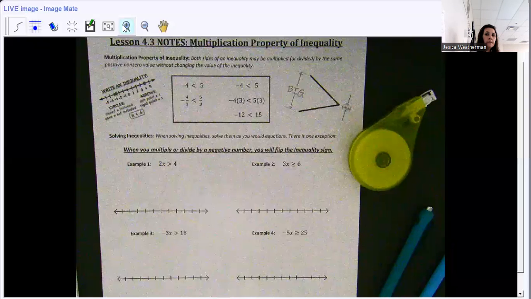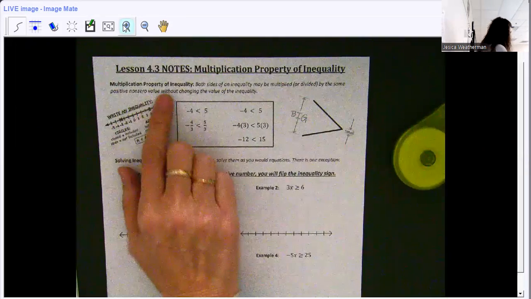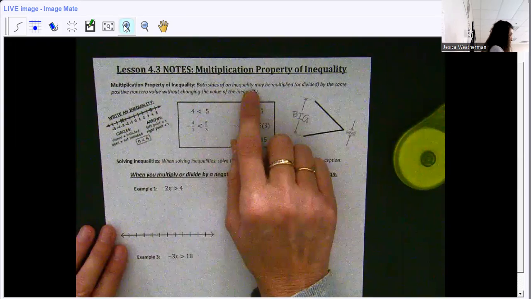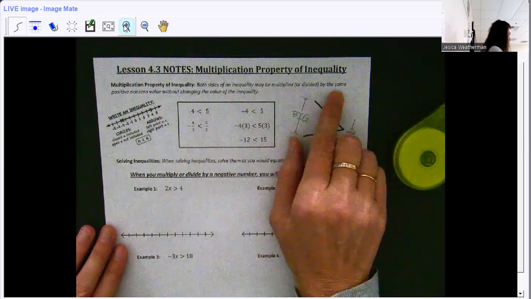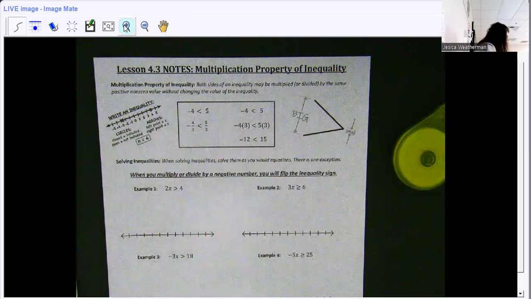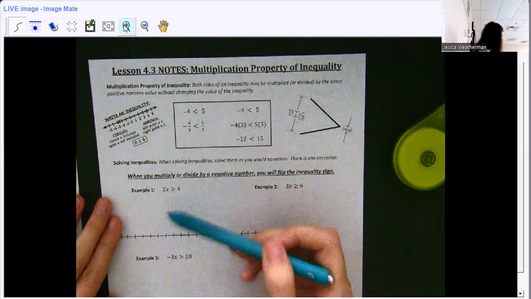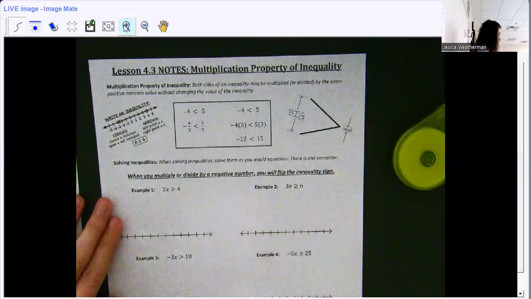Okay, 4.3, very similar to 4.2, but this time we have the multiplication property of inequality. Both sides of an inequality may be multiplied or divided by the same positive non-zero value without changing the value of the inequality. And the reason they say non-zero is because if you divide by a zero, then you have no solution. Okay, so in looking at example 1, we're going to do examples 1, 3, and 5 together, and then you're going to do 2, 4, and 6 on your own.